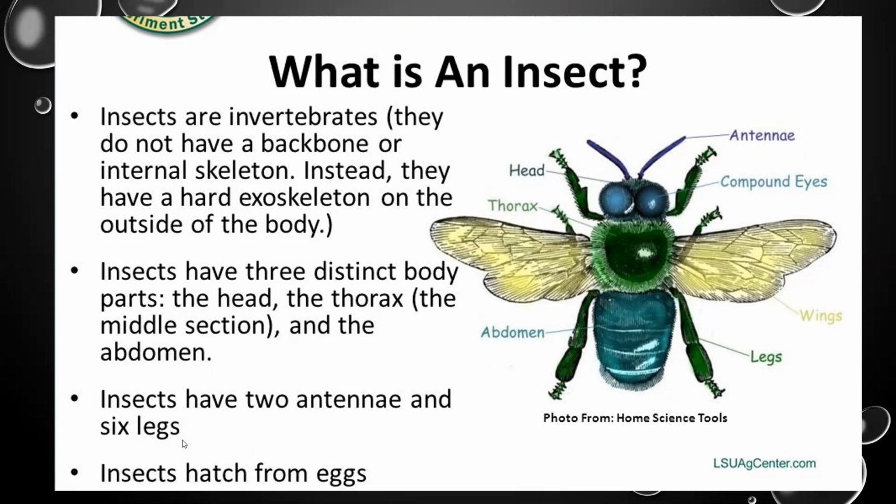Insects have two antennae and 6 legs. So they have 1, 2 antennae. How many legs? 6. 1, 2, 3, 4, 5, 6. So I told you a while ago that spiders have 8 legs, and insects have 6 legs. Insects hatch from eggs. They lay eggs, and they hatch from eggs.